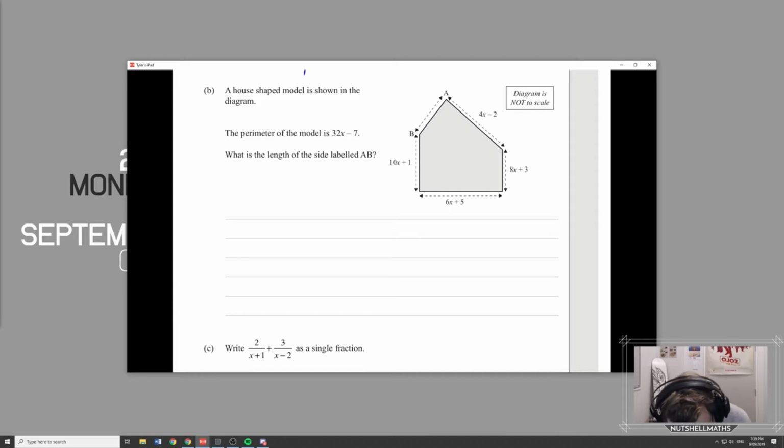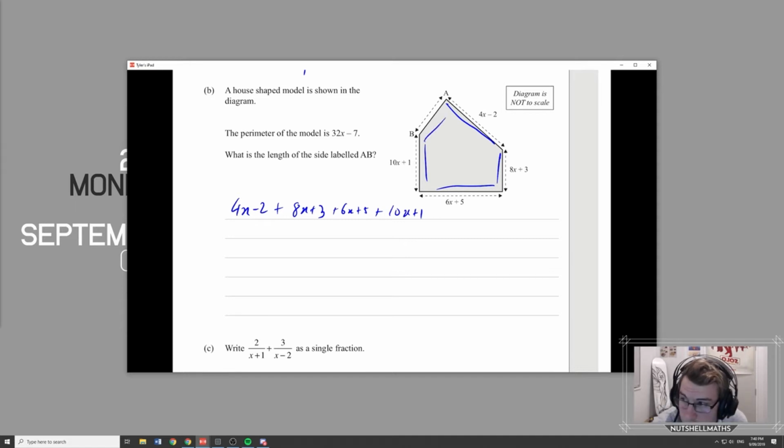Good, good, good. Right. The perimeter of this model is 32x minus 7. What is the length of the side labeled AB? The house shown in the model diagram is not drawn to scale. So to find the perimeter of a shape, we just add all the sides together. So let's add them all. We've got 4x minus 2 plus 8x plus 3 plus 6x plus 5 plus 10x plus 1, and we're missing this one. So you can think of it as plus, let's call it AB, the length AB. That would all equal the perimeter, and we've been told the perimeter is 32x minus 7.